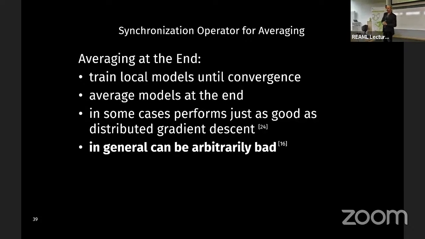Also, it was shown by Shamir and Srebro in 2014 already that averaging at the end in general can be arbitrarily bad. So there you can give no guarantee that it will be good, because a big problem that you have with averaging is that a single outlier can ruin your day. One bad data set, one bad model that lies far away from your good models, and it will drag the average away and your whole training basically fails.